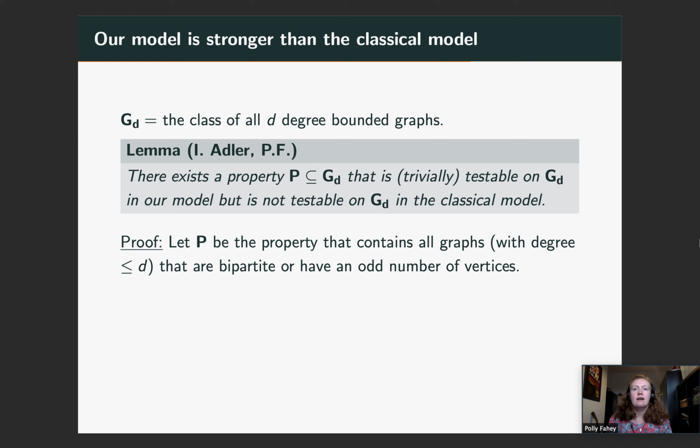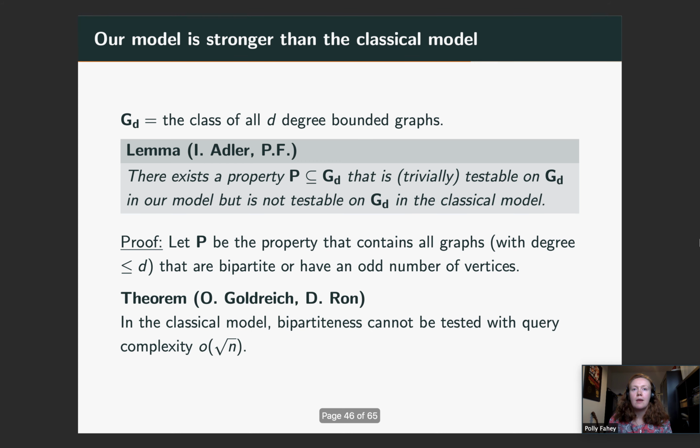In the classical model, however, if the input graph is on an even number of vertices, then we must test whether the input graph is bipartite or far from being bipartite. But Goldreich and Ron proved that in the classical model, bipartiteness cannot be tested with query complexity little o of root n, where n is the number of vertices in the input graph. And so if you remember back to the definition of testability, we require a constant number of queries for testability, and hence P is not testable in the classical model.